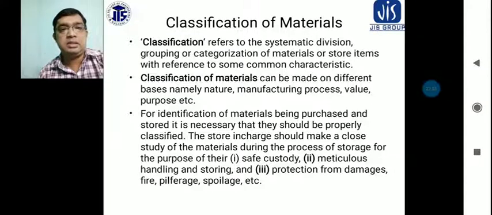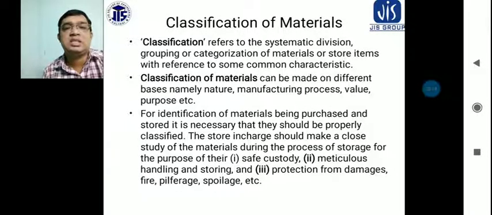For identification of materials being purchased and stored, it is necessary that they be properly classified. Once properly classified, the storage in-charge should make a close study of materials during the process of storage for the purpose of safe custody. That means the materials will be properly classified, properly stored, and safe conditions will be provided.